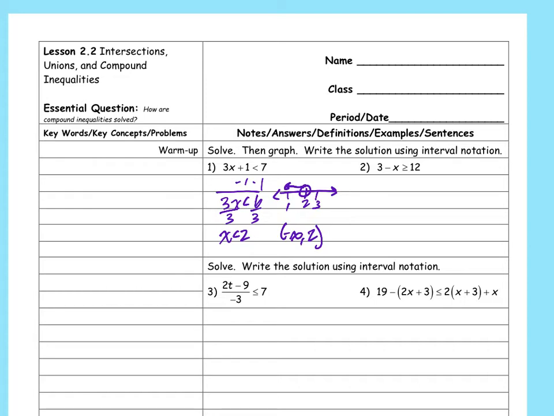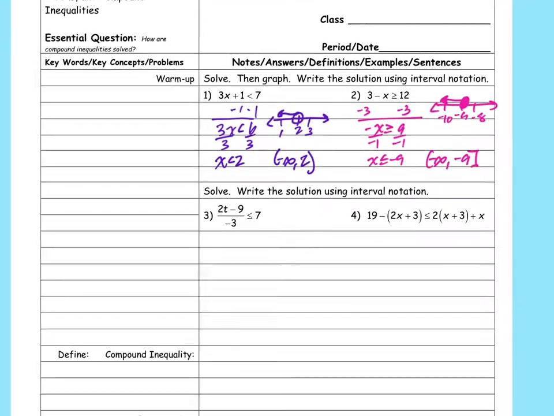So there's number 2. Subtract 3, and I get negative x is greater than or equal to 9 divided by negative 1. So x is less than or equal to negative 9. So my graph would be negative 9, negative 8, negative 10. Closed at negative 9, and it's less than negative 9, so it's still going that way. So I've got negative infinity to negative 9 included.